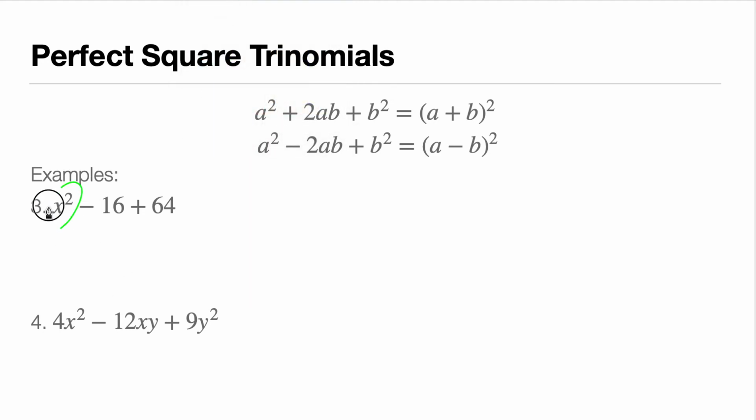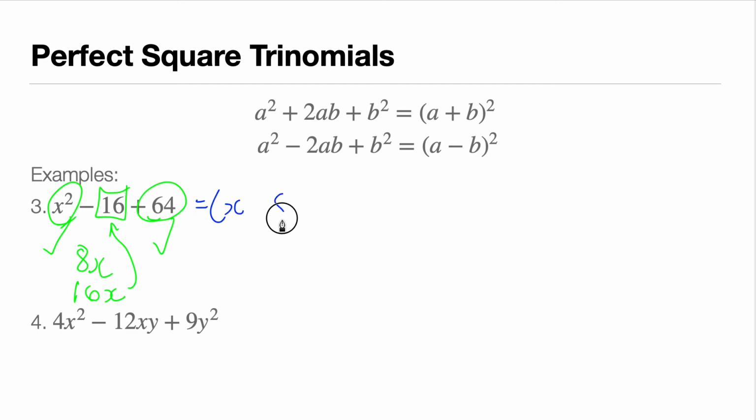Now let's try. Is the first term a perfect square? Yes, it is. Is the last term a perfect square? Yes, it is. So therefore, let's check. Square root of x squared is x. Square root of 64 is 8. Multiply that by 2. That's 16x. And yeah, that's the middle term. So therefore, we can use the formula of perfect square trinomials. Square root of x squared is x. Square root of 64 is 8. What's the sign of the middle term? That's minus. So x minus 8 quantity squared. And this is our answer.